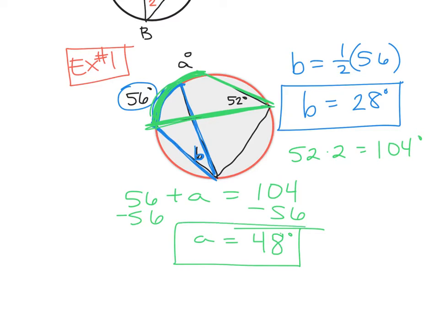So A is 48 degrees, okay? So you're looking for which arc opens to which inscribed angle. Questions on that? Why did we double 52? Because this is half of this arc. So if 52 is half of it, then if we double it, that's the measure of the arc, right? The arc will always be double the angle.